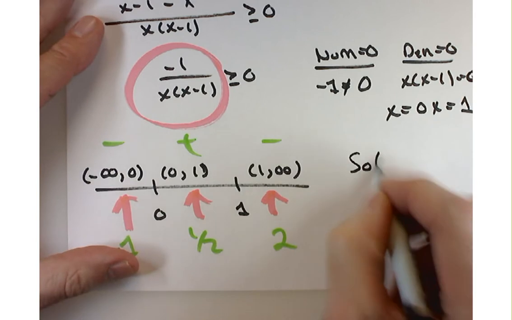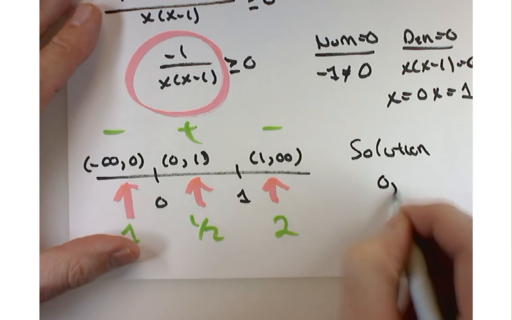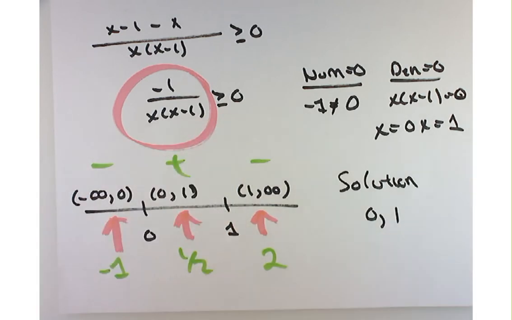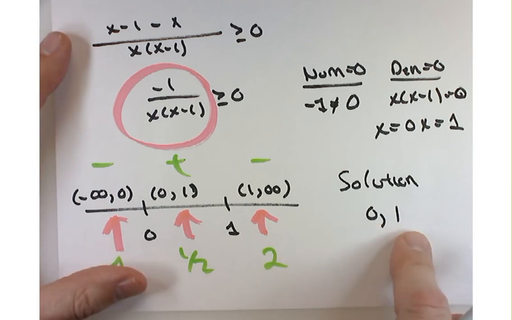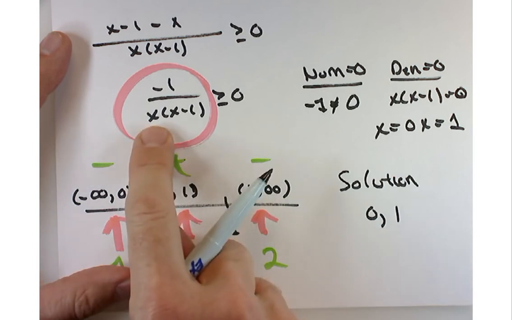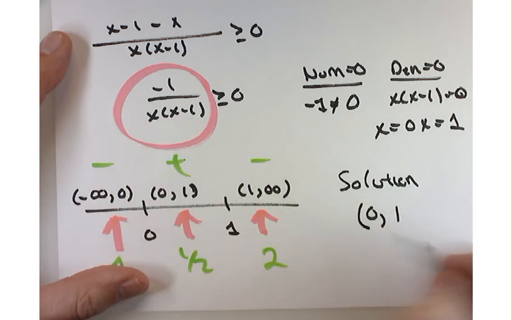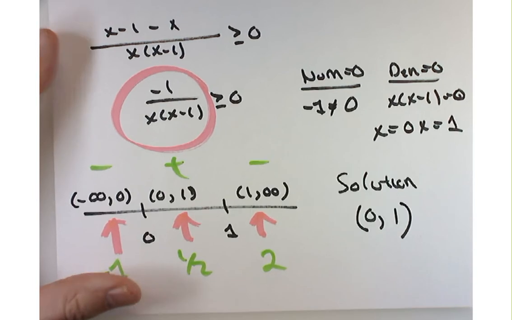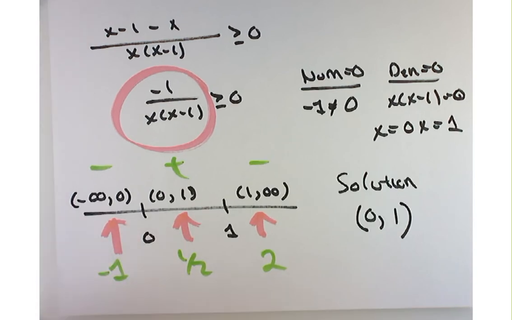So my solution is going to be 0, 1. Now because this is a greater than or equal to, you want to be careful as to whether or not you're going to include the endpoints. So am I going to include either? Well, we can't let x equal 0 because that would put 0 in the denominator. So I'll put a parenthesis around there. And we can't let x equal 1. So both of them get a parenthesis. Yay. All right. Let's keep going.